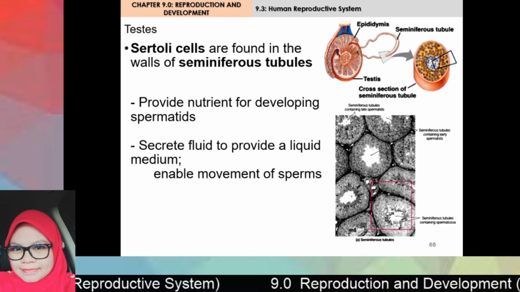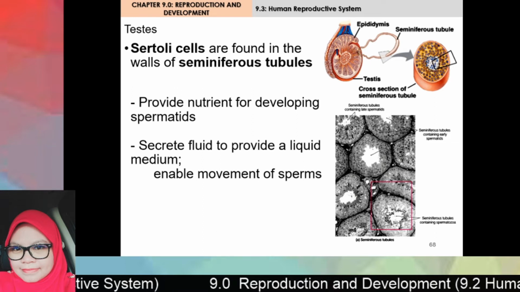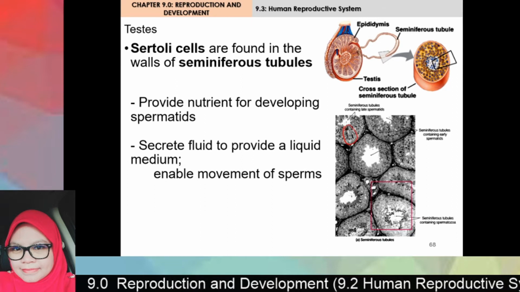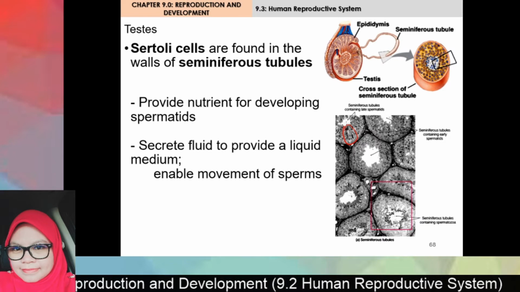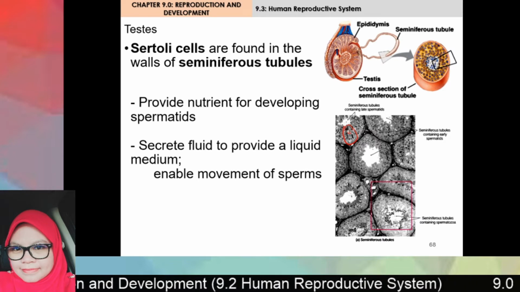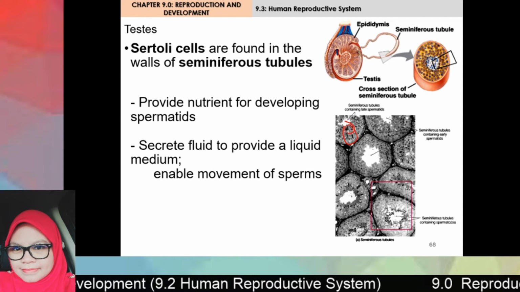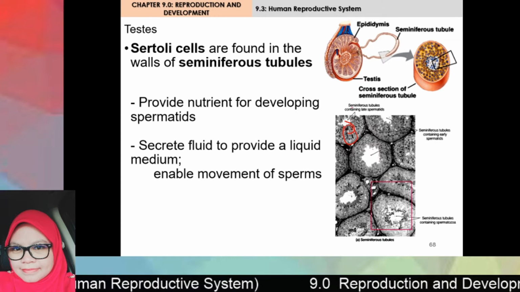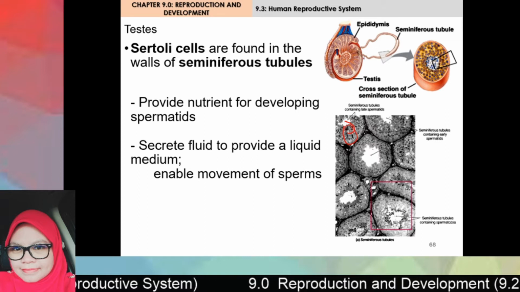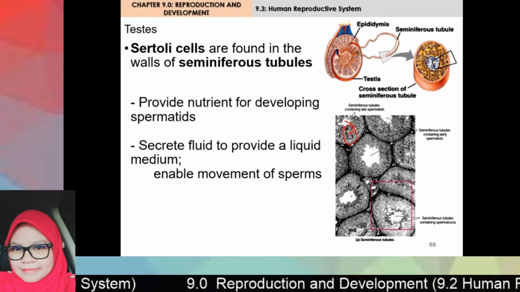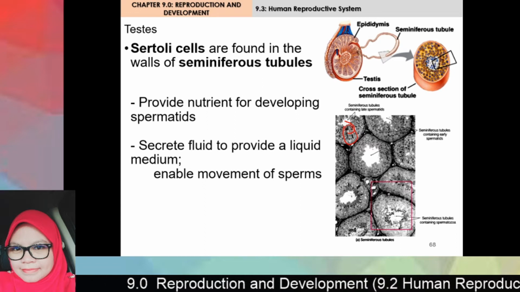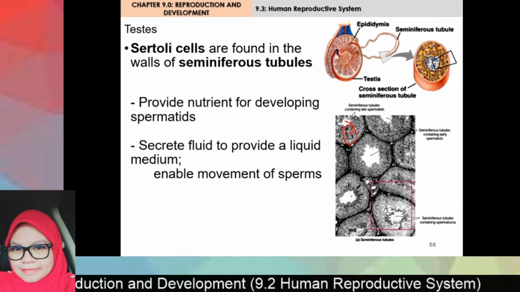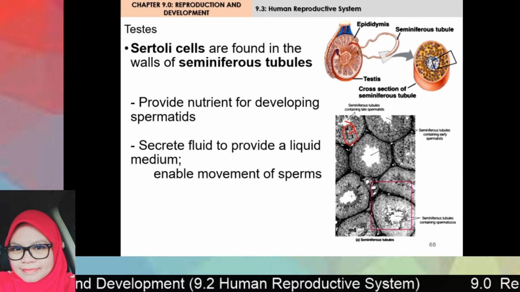Okay, and then kita juga ada Sertoli cell. So Sertoli cell ada dekat mana? Sertoli cell akan berada di sini. Wall of seminiferous tubule. And the Sertoli cell is important because the function is to nourish the spermatid. So the Sertoli cell akan bekalkan nutrien kepada spermatid. What is spermatid? Immature sperm. Dia akan bekalkan makanan kepada immature sperm sampailah spermatid mature, detach dari seminiferous tubule. Okay, and then it will secrete fluid to provide a liquid medium, then enable movement of sperm.